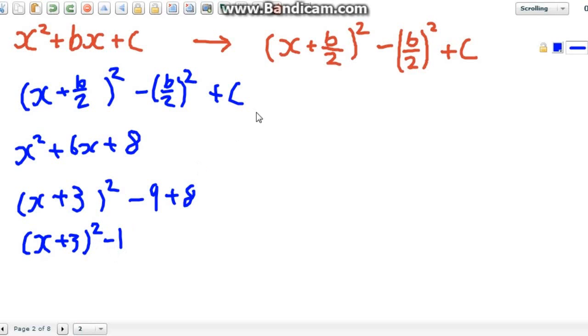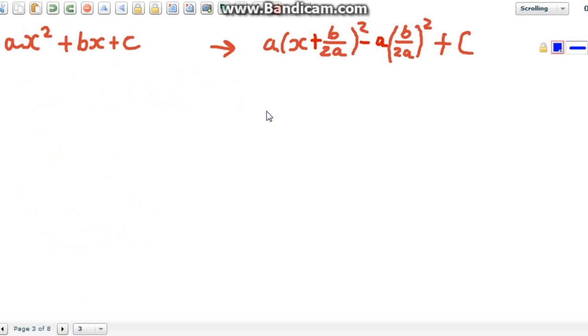As simple as that. So all you have to do is in your brackets, half your b value, then you square it and take it away from the end, and then you put your c on the end. Simple as that. Sorry about that cut.